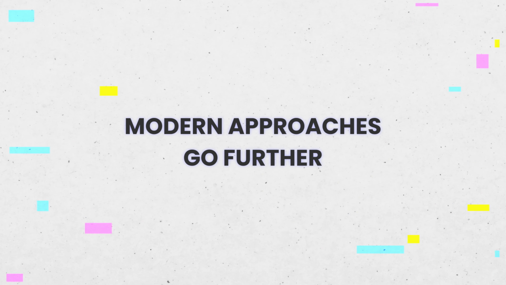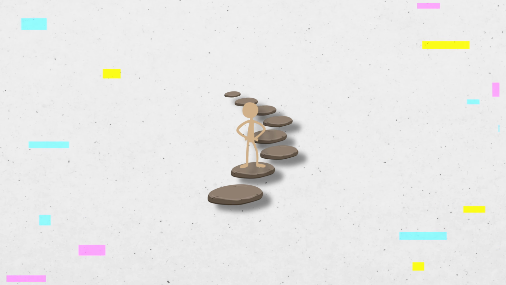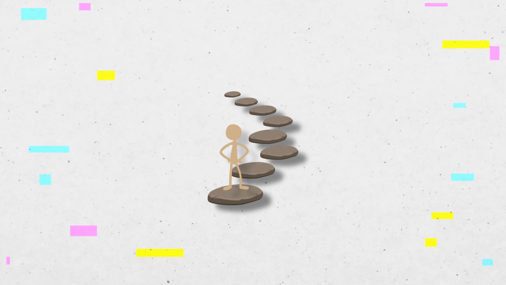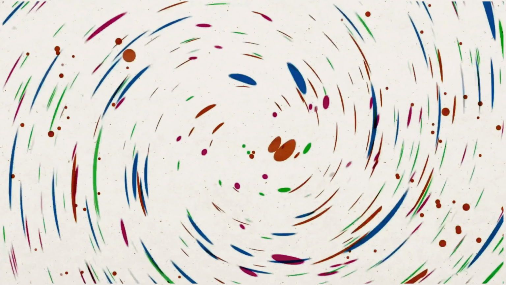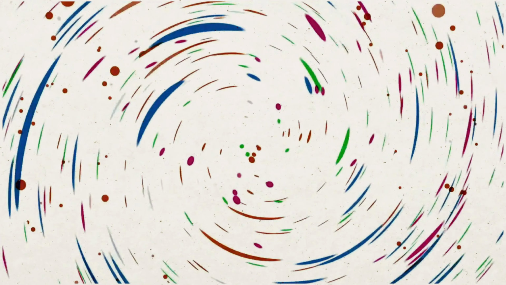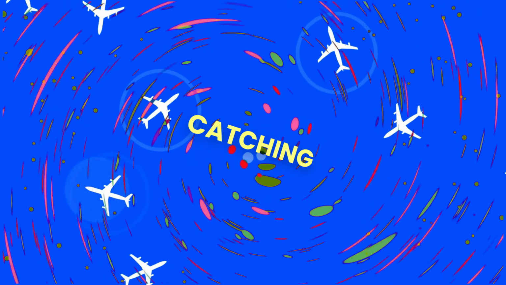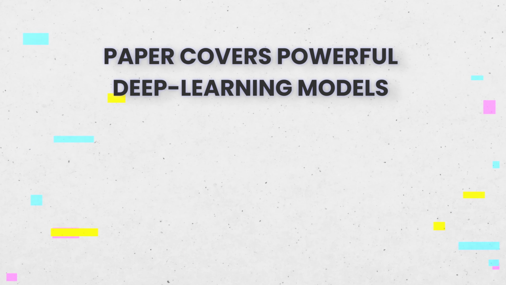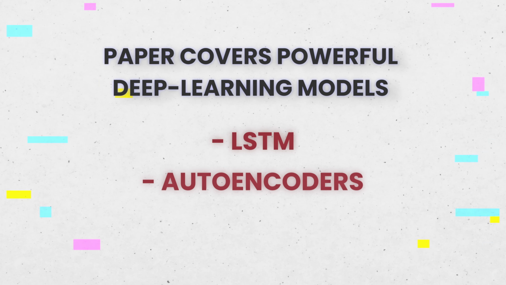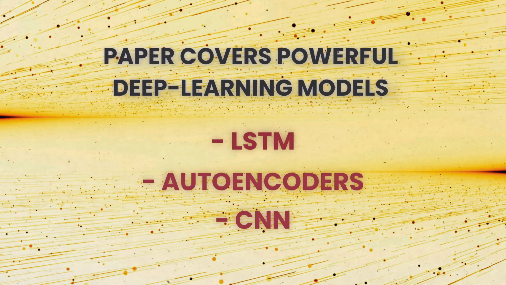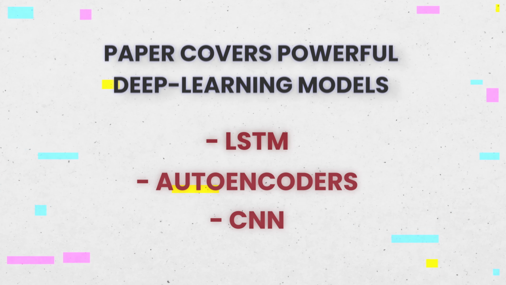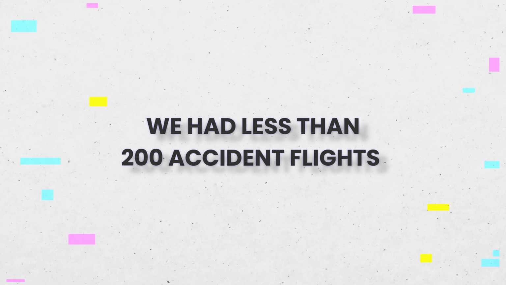Modern approaches go further. Instead of predefined routes, they learn what a normal flight looks like across hundreds of parameters and flag anything that doesn't fit. That means catching issues outside these predefined routes. The paper covers some powerful deep learning models for this. But here is the thing, these deep learning models are data hungry, and we only had trace data from 2023 onwards, fewer than 200 flights in total. So, deep learning simply wasn't our first choice.